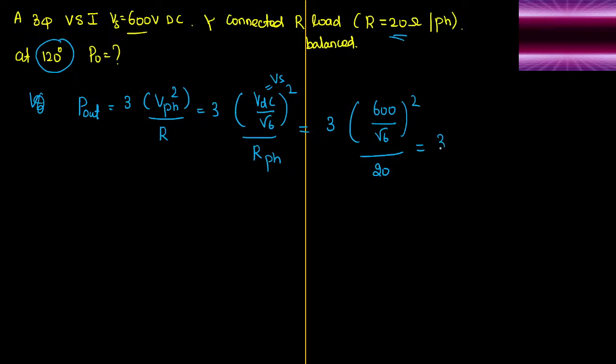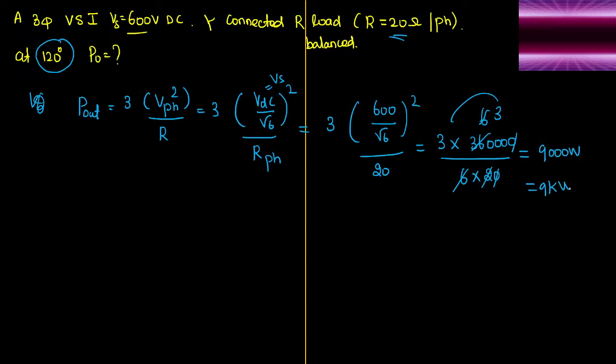What is this? It will become 3 into 6 square, it will become 36,000. Sorry, 3,60,000, right? 6 square is 36, it will become 10,000. So denominator root 6 whole square will become 6. Already one more 20 is there. Now it's time to reduce this. It will be 6 times. Yes, sir. 1 0 will get cancelled. It will be 3 times. 3 times of 3 will be 9. So it will be 9,000 watts, or it is 9 kilowatts. That is the total output power consumed by the balanced load. That's all. See how easy it is. Gauri, very good. That's all.